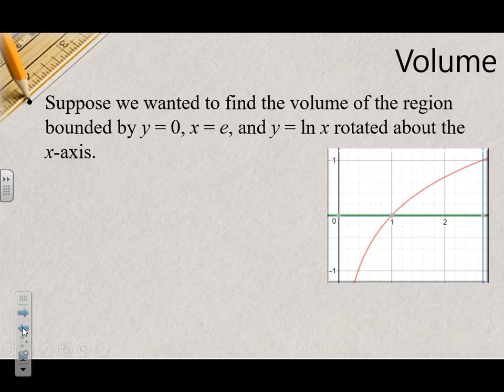So on the graph here, we have our natural log of x function here. And then we have our boundaries. So we're looking at taking this area here and rotating it about the x-axis.